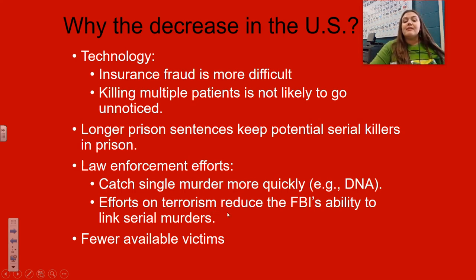That means maybe we still have serial killers, but with the efforts on terrorism, we block our information a lot. People can't cross their data as well. You have to go through all these loops before people will let you trade data in cases. So maybe they're missing some links and then they're not realizing it's a serial killer. I hope that's not true, but that's a possibility. And then fewer available victims.